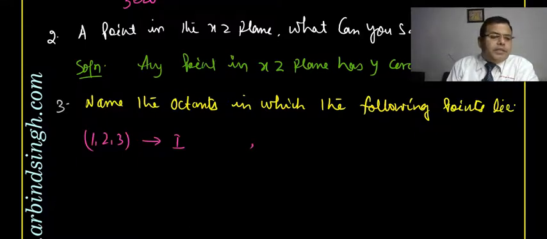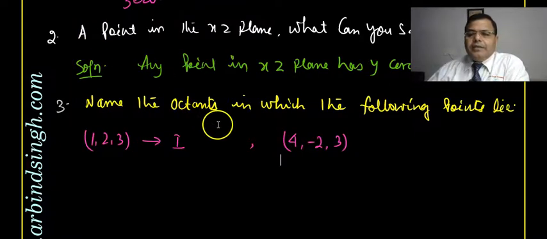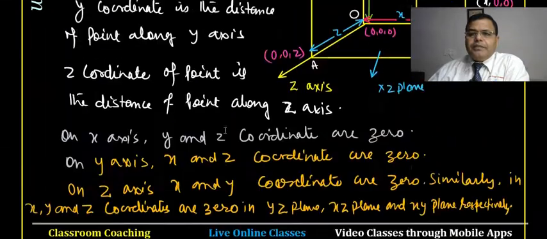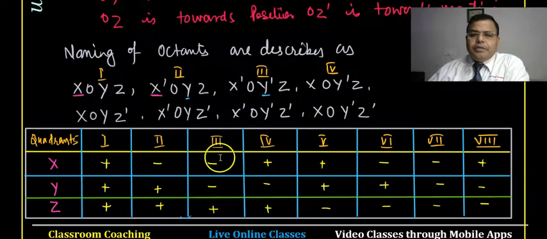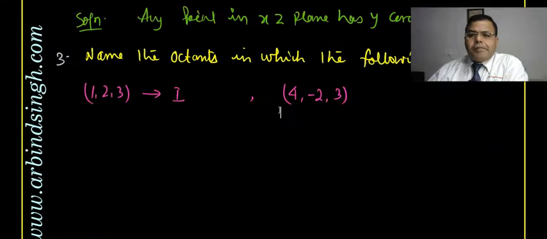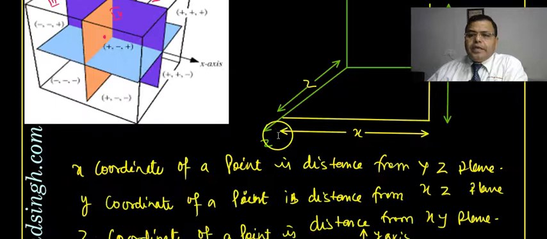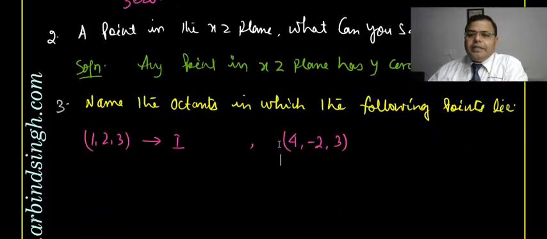Right. The next point is 4 comma minus 2 comma 3. So x is positive, y is negative and z is positive. Where does the point lie? Try to understand. In the XOY plane, with y negative and x positive, and z positive, this is the fourth octant, isn't it? So this must be the fourth octant, right? Just so you can memorize and remember this.